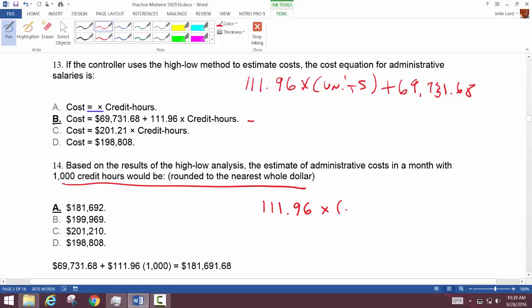11,196.96 times what? Times the 1,000 hours that they want plus the what? $69,731.68 of fixed cost. Okay, and that gives you that 181,692. Okay, good. And round it up.